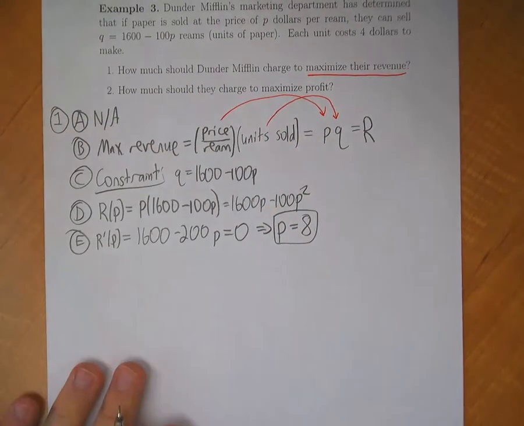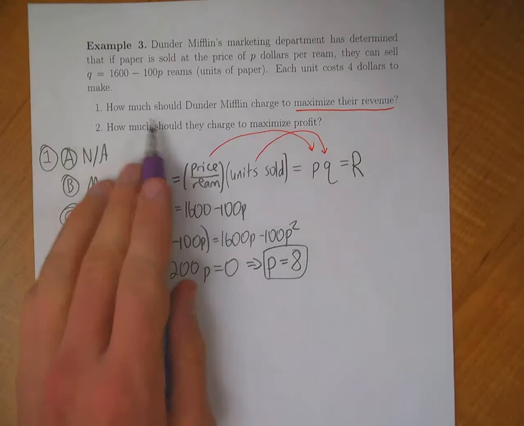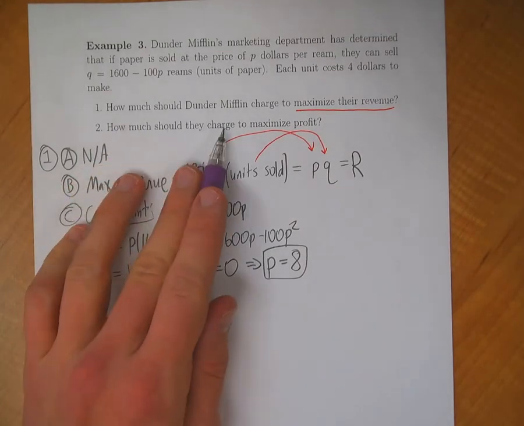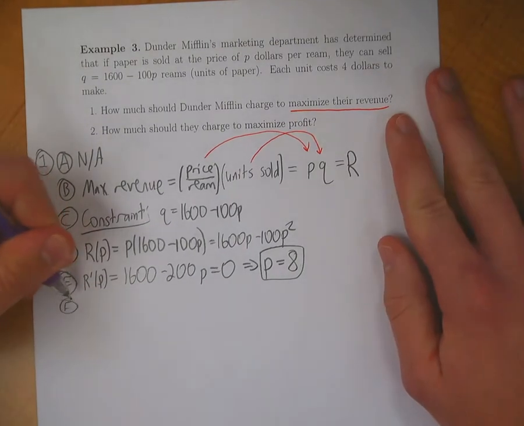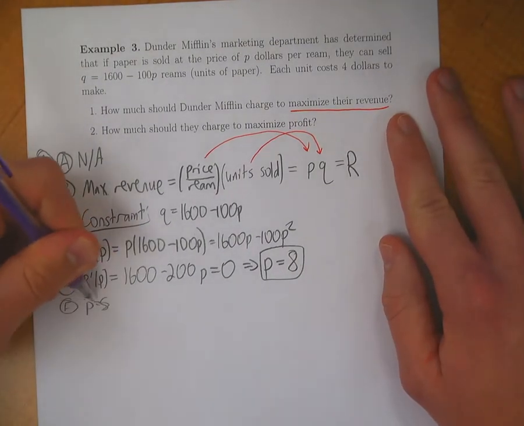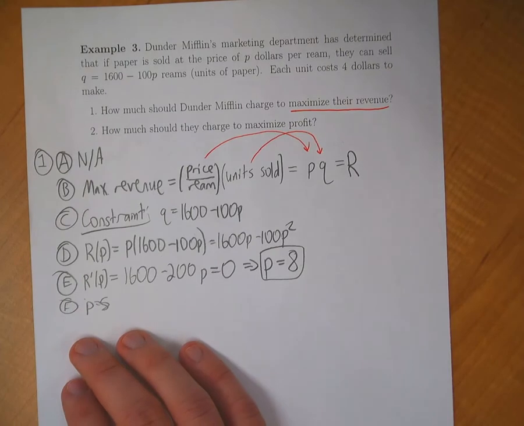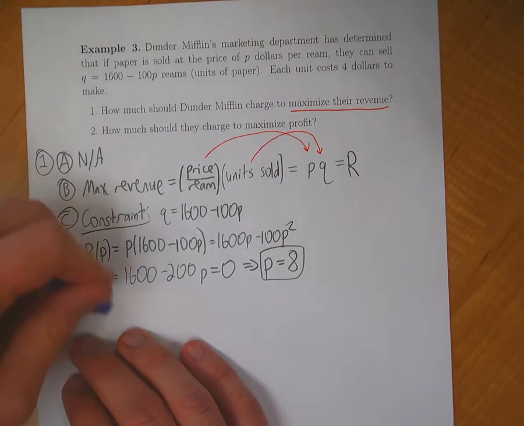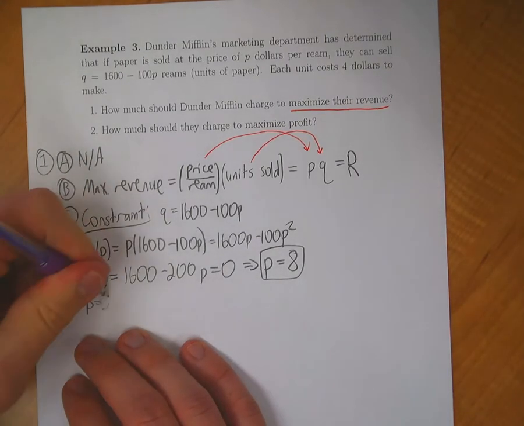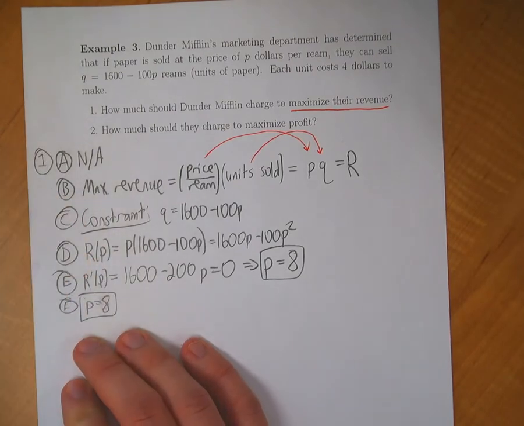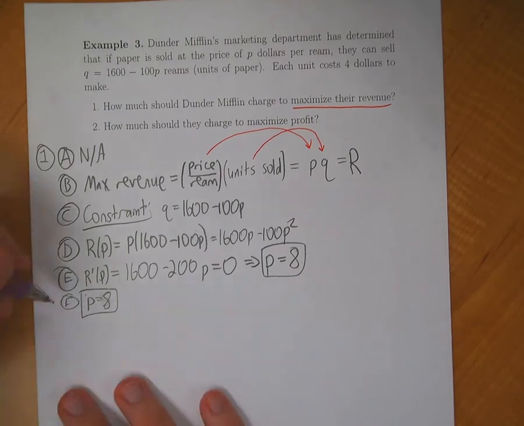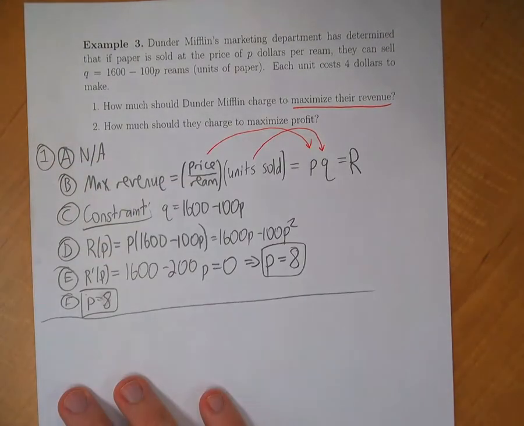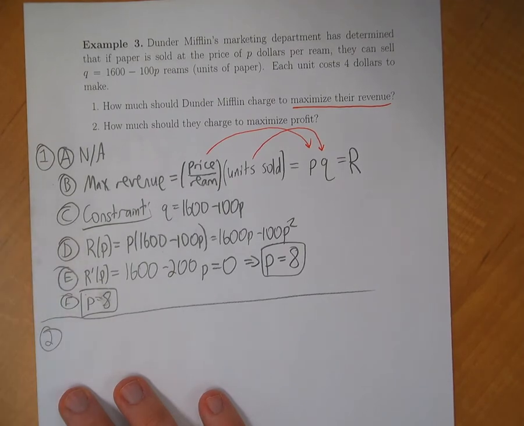Okay? And the good news is that the problem asks how much should Dunder Mifflin charge? Well, that directly corresponds to P, so the only thing we care about is P. Okay, that was the worst 8 I've ever written in my life. Like, seriously though. Okay, let me fix that. That's much better. Okay, so P equals 8 is ultimately the answer we need here.